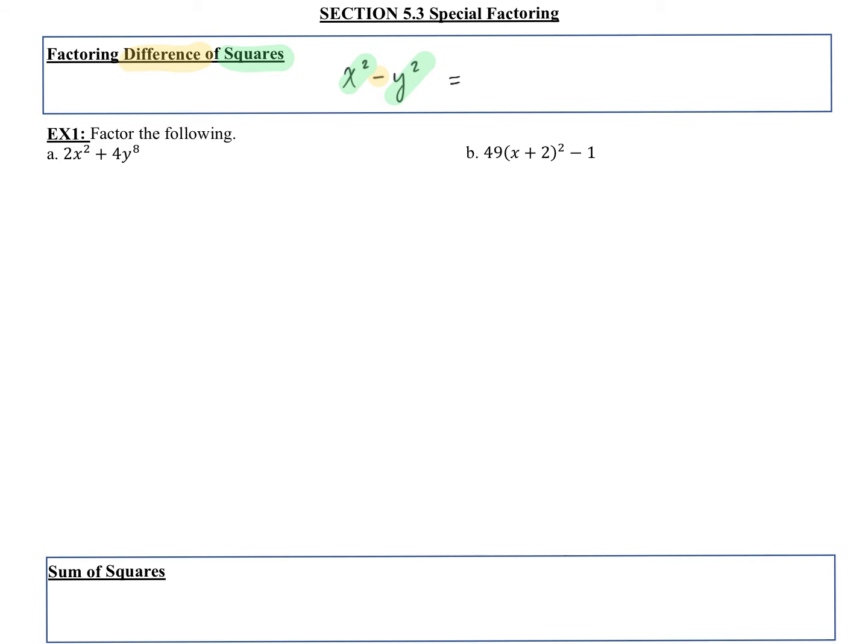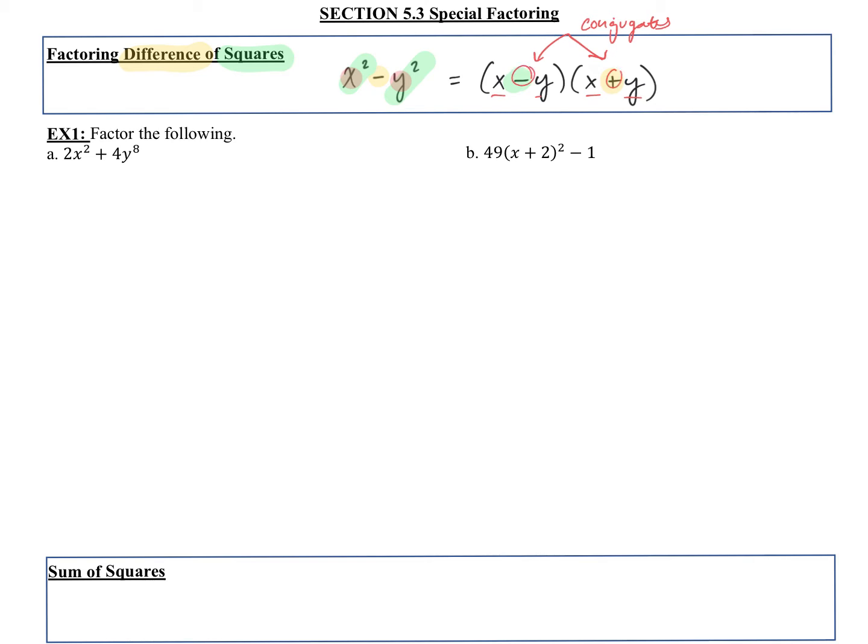Now, the special method for factoring this is (x minus y)(x plus y). So notice, it's the item before it was squared, and we have a plus and then a minus. So two different things, a plus and a minus. And these two binomials are called conjugates of one another, because they have the same first terms and same last terms, but different signs.